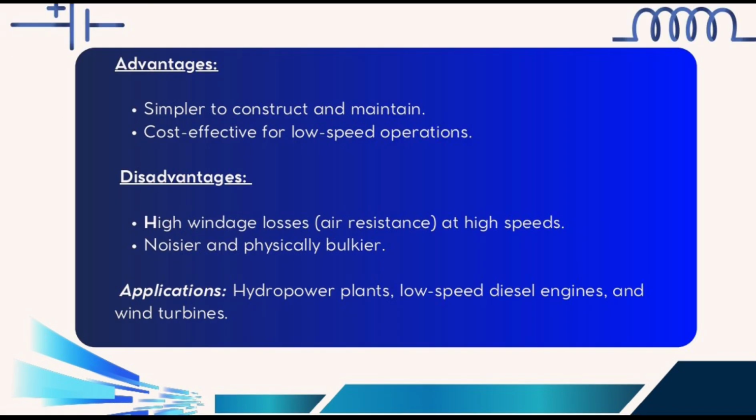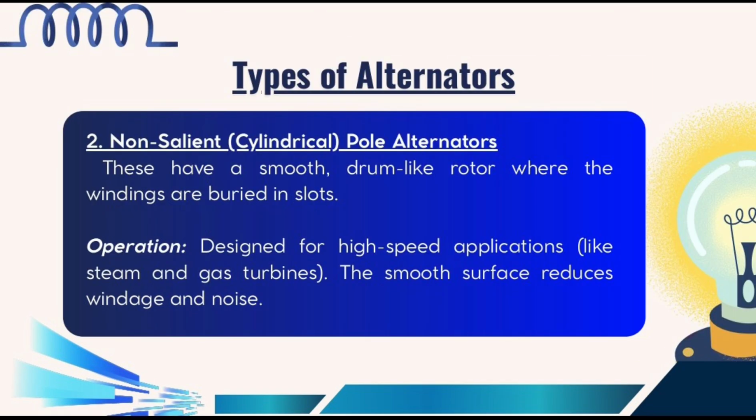Here are the advantages and disadvantages of salient pole alternators. The advantages are that they are simpler to construct and maintain, and cost-effective for low-speed operations. And the disadvantages are high windage losses from air resistance at high speed, and they are noisier and physically bulkier. And the application is for hydro power plants, low-speed diesel engines, and wind turbines.